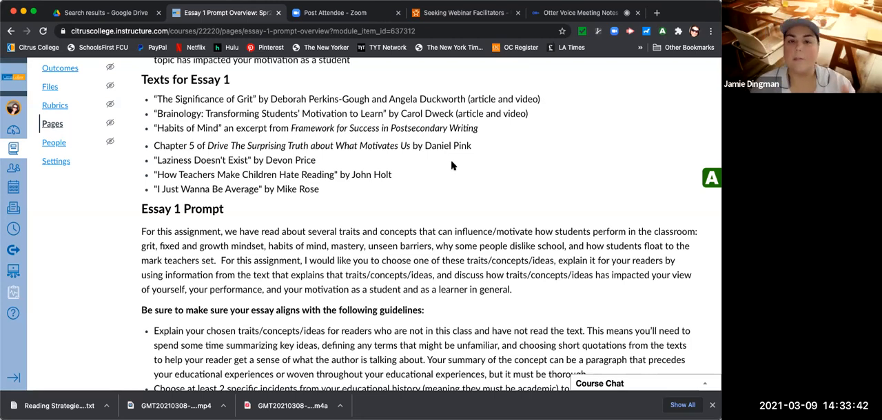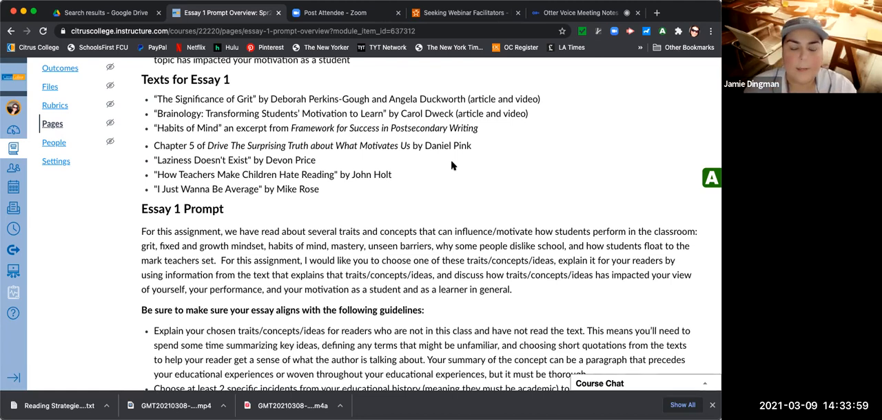And the same thing with persistence or engagement, right? Choose any of those 8 habits of mind. And like I said, I'd prefer if you stuck to 1. I really want this essay to focus on kind of 1 core idea. With brainology, you can talk about fixed and growth mindset because they're, you know, 2 sides of the same coin.